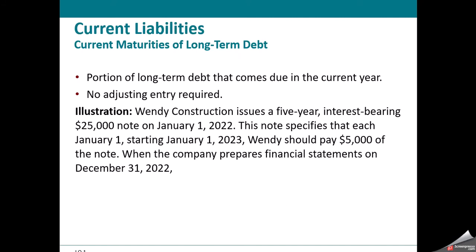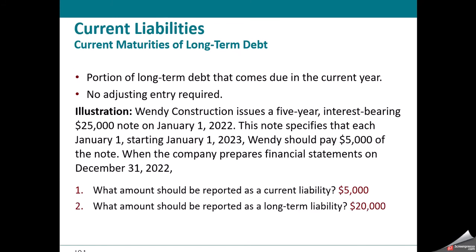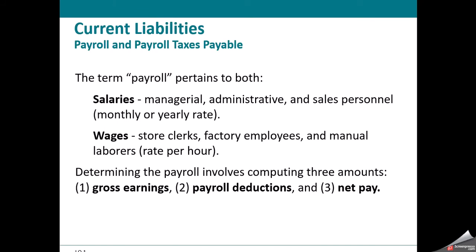So with this example, they have a $25,000 5-year note, and it specifies that they have to pay $5,000 each year. So that $5,000 is going to be reported as a current liability. The remaining $20,000 would stay as a long-term liability, and we would do the journal entry to put it into its proper category. And then we would pay it out of that current liability as well.